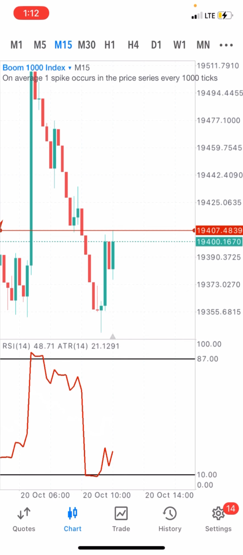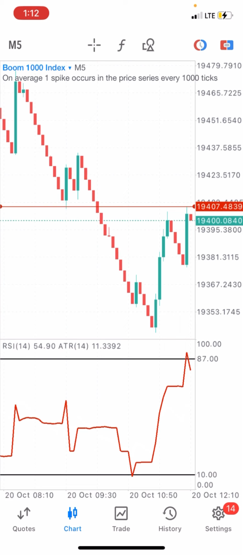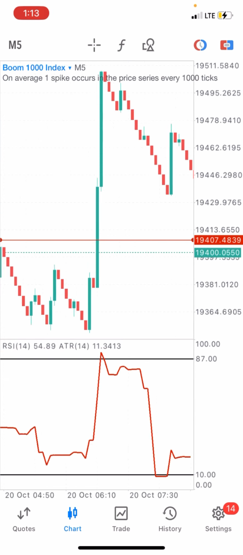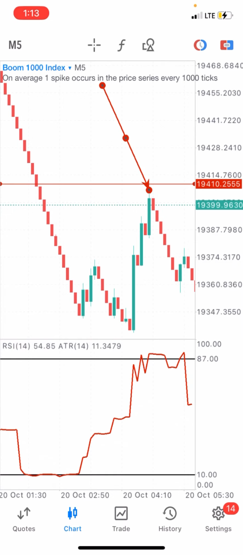Now if you go to a lower time frame, you notice that we had more of the bearish momentum around that region. You can see right at that region we had more of the bearish momentum.